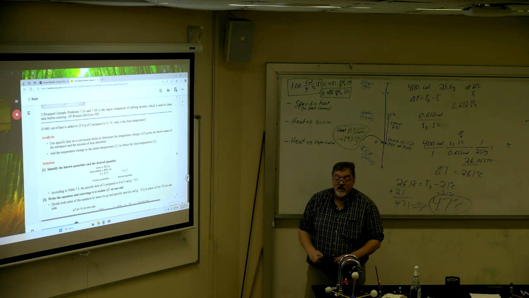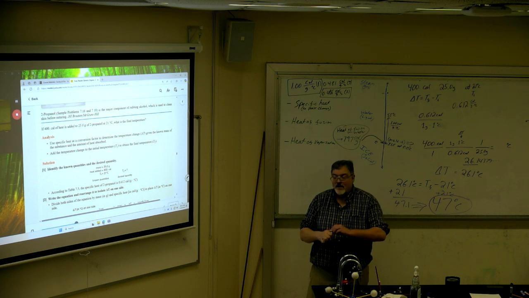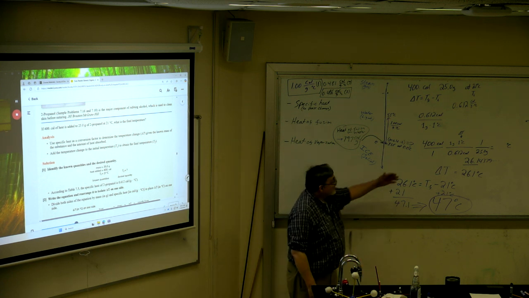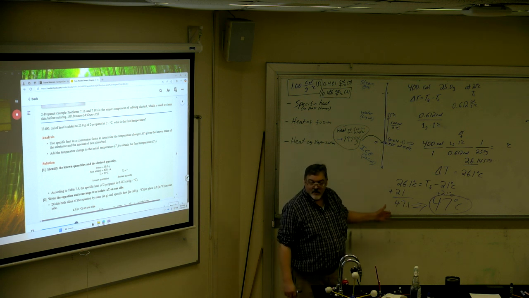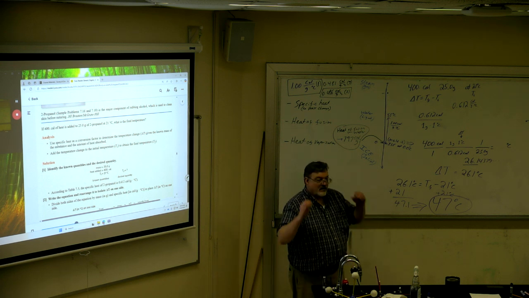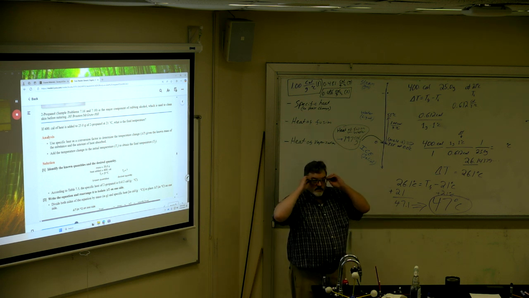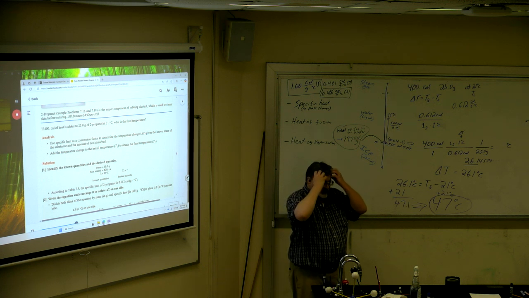Notice again, it says, what is the final temperature? That's what we were actually being asked for. So we found the delta T doing this, and they told us the initial temperature, so we were able to find it. You get this? Okay.